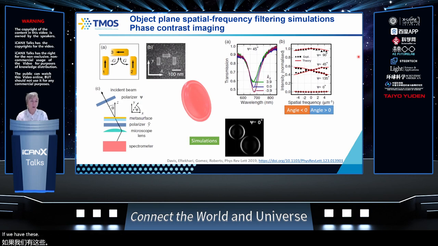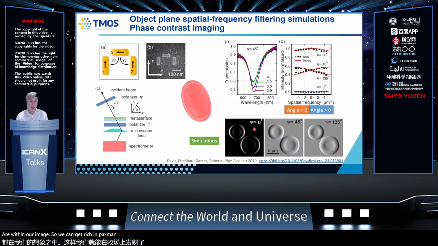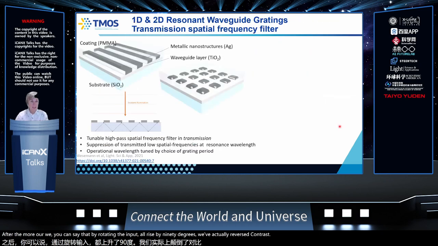If we have the orthogonal polarizers, we can clearly see the edges appearing within our image, so we can get edge enhancement. However, we can get much more useful information if we have this asymmetric transfer function. So I think this motivates the benefit of introducing that asymmetry. Furthermore, you can see that by rotating the input polarizer by 90 degrees, we've actually reversed the contrast. So as I said, we're still working on this.